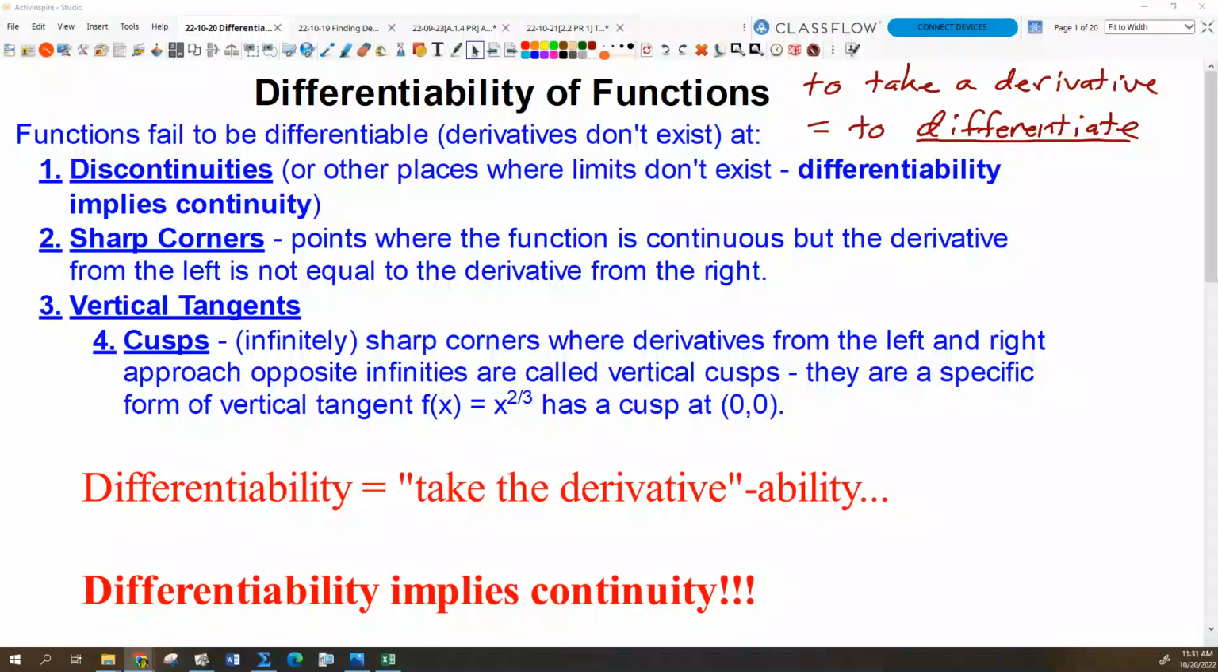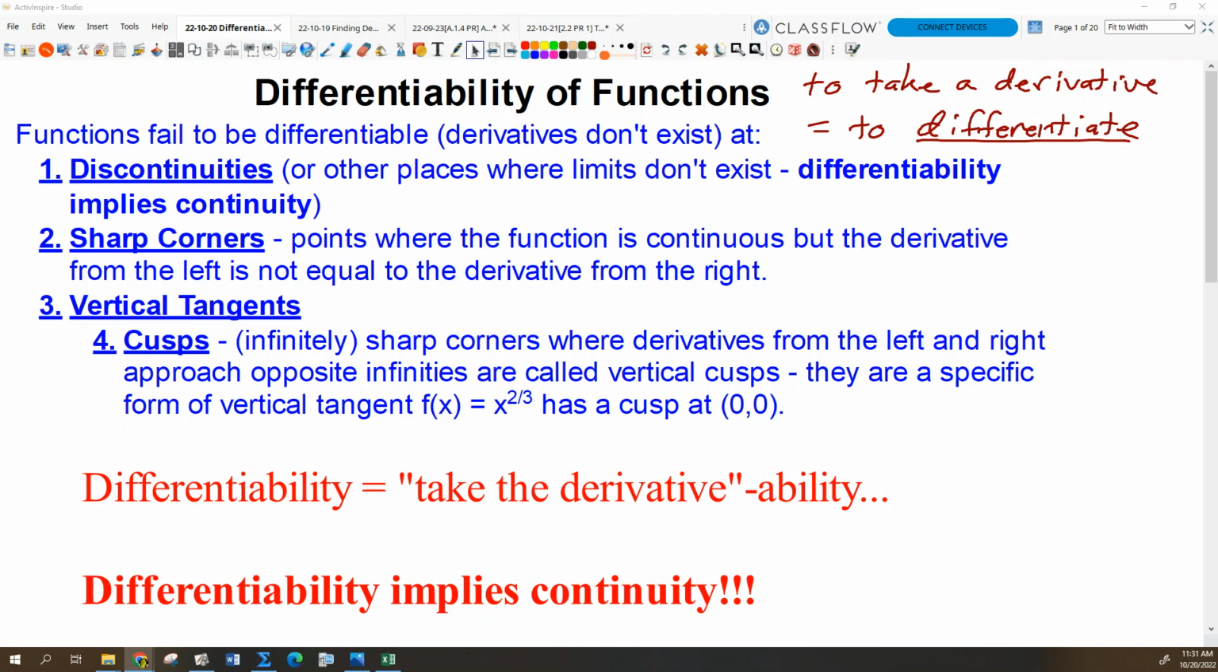All right, so back to differentiability. We were looking at this yesterday. Differentiability means take the derivative ability. So we want to be able to identify where functions are differentiable and where they are not differentiable. There are fundamentally three kinds of places where functions fail to be differentiable, where derivatives do not exist.